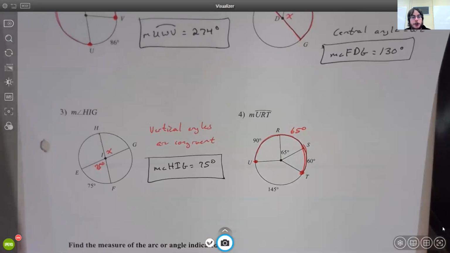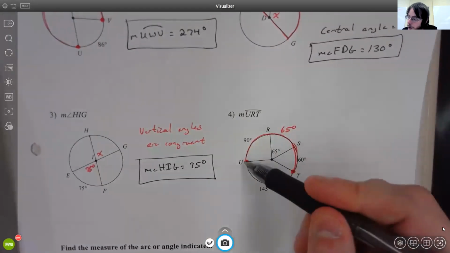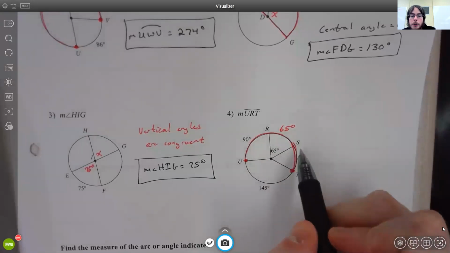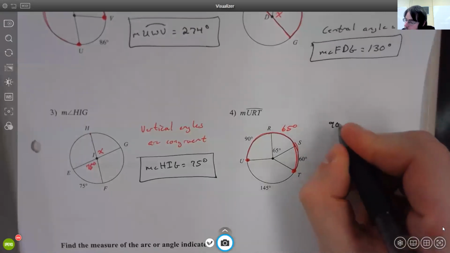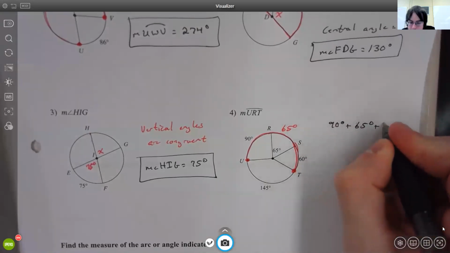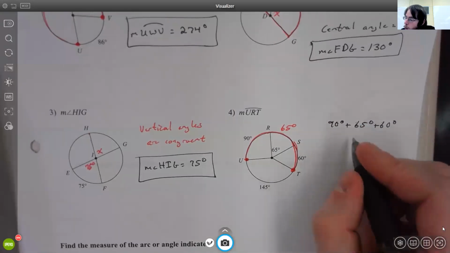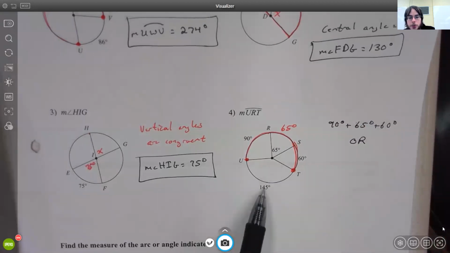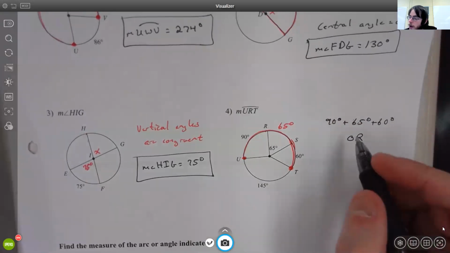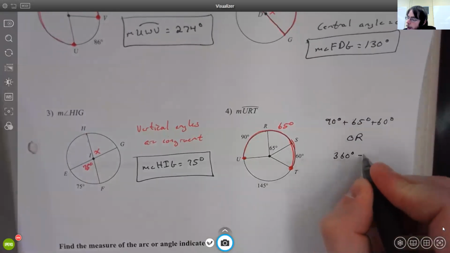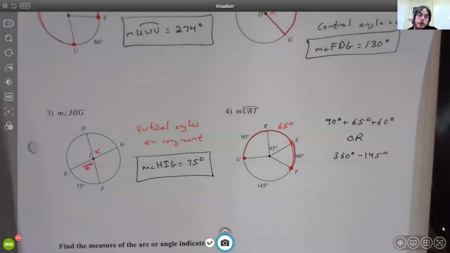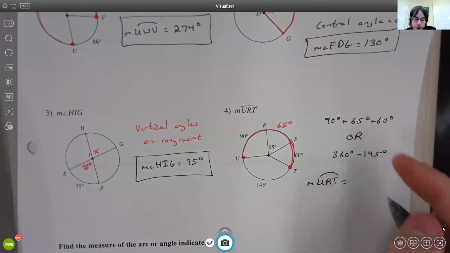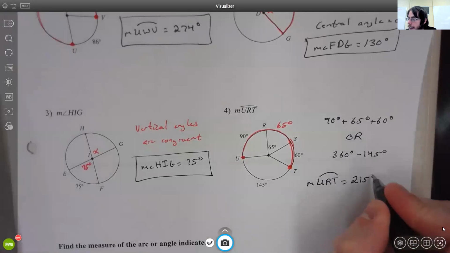So there are a couple ways you can do this. The first, you can see that UR is 90, RS is 65, and ST is 60, and they're all part of URT. So you could take 90 plus 65 plus 60, or you can also see that the only thing that's not included in UT that's on the circle is this 145-degree angle or arc. So you could take 360 minus 145 to get your remaining arc. So the measure of URT, regardless of which way you go, will end up being 215 degrees.